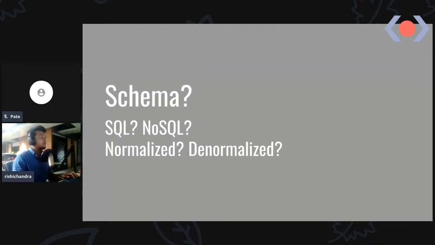So what would the schema look like for this Trello application? This is a very important question because, as we all know, Postgres is an SQL database and RxDB is a NoSQL database. So how would we model our data? Would our data be normalized, denormalized?